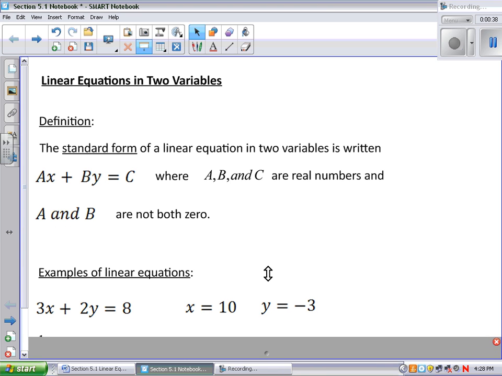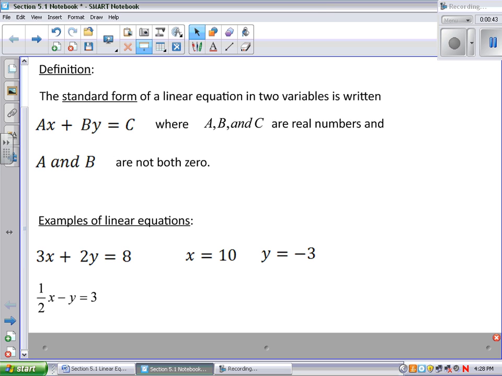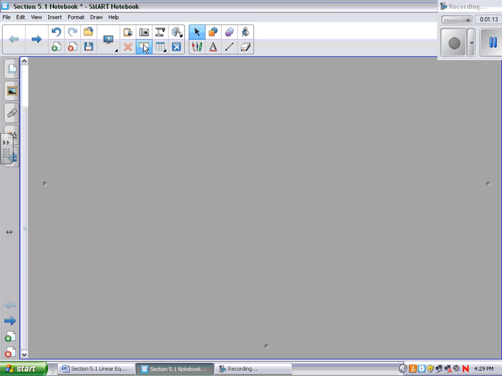Some examples of linear equations. I do believe these are all in your workbook. We have 3x plus 2y equals 8. This one's nice. It fits exactly the format of the standard form. Now, x equals 10 is also an example of an equation in standard form. We just don't have a y term. In other words, b is 0. y equals -3 and 1/2 x minus y equals 3 are all examples of linear equations in standard form.